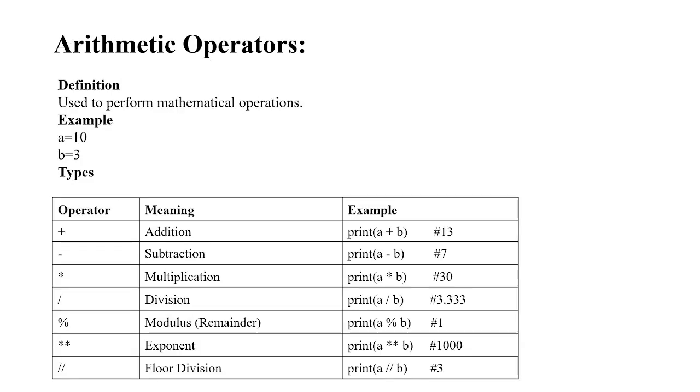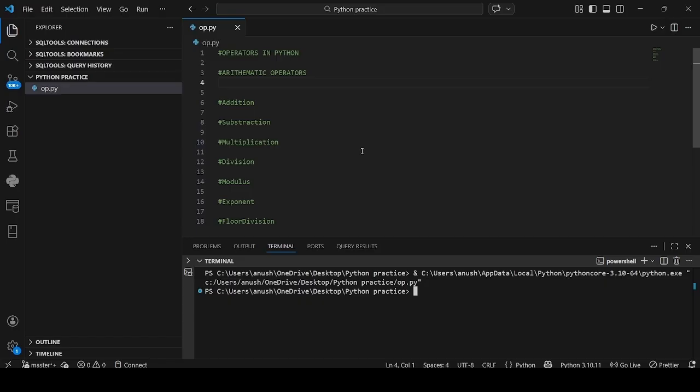The first one is arithmetic operators. These are used to perform mathematical operations, and we have different operators in arithmetic operators like addition, subtraction, multiplication, division, modulus, exponent, floor division. I will explain every operator with an example. Now I will explain each type of operator with an example. These are the types of operators in arithmetic operators.